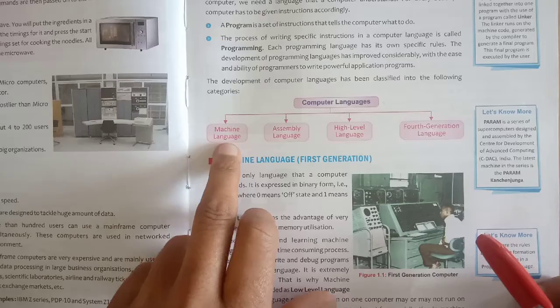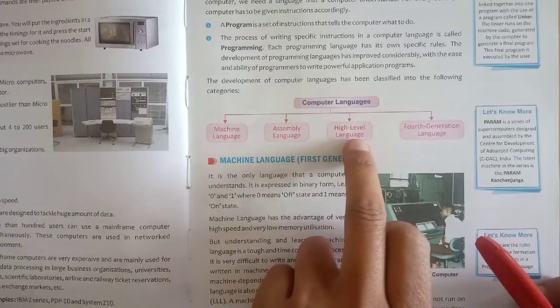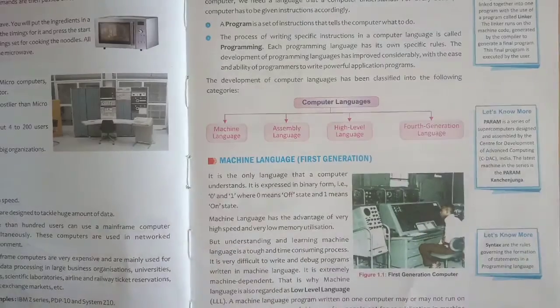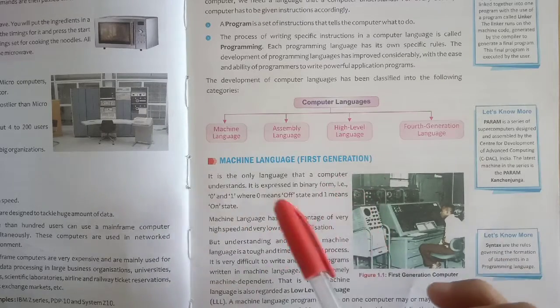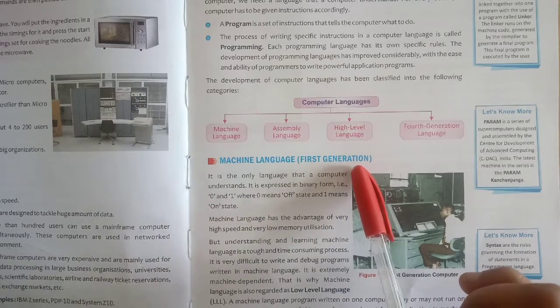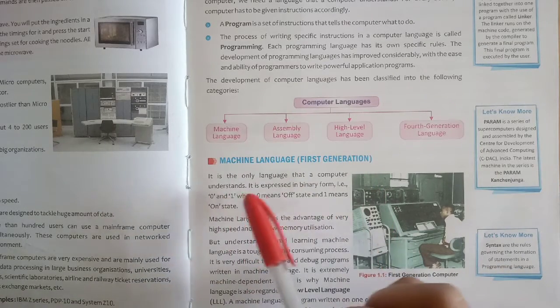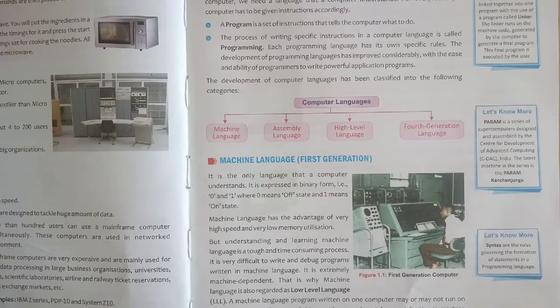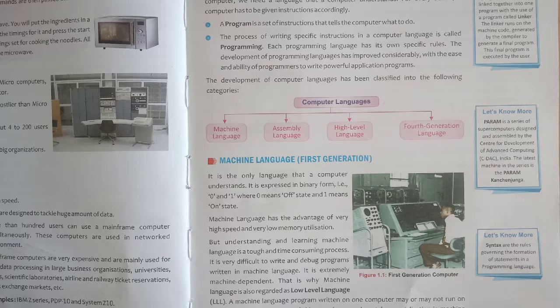First is your machine language, second assembly language, third high level language, and the next one is the fourth generation language. See here students, previously we have already learned about machine language, the language of first generation computers. It is the only language that the computer can understand. Your computer can understand only machine language, expressed in the form of 0 and 1, where 0 means off and 1 means on. Machine language has the advantages of very high speed and very low memory utilization.